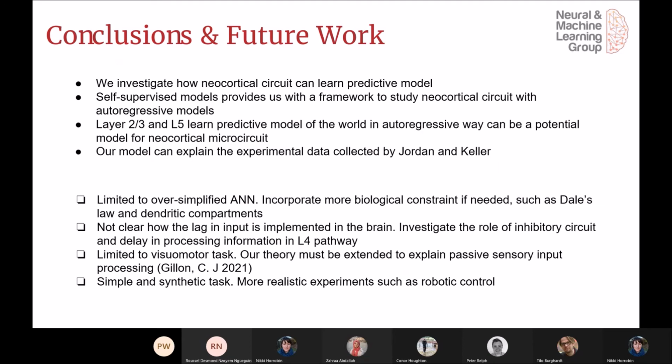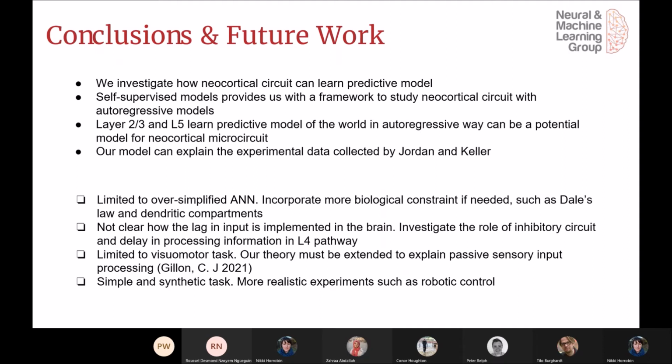So in this study, we tried to propose a theory that the computation in the cortical column can be modeled as an autoregressive model, and if you do that, we could capture the experimental data by Jordan and Keller. But of course there are limitations. When it comes to neuroscience, there's always limitation. One important limitation is the oversimplified artificial neural network that we're using, but we know biological neural networks are more complicated.